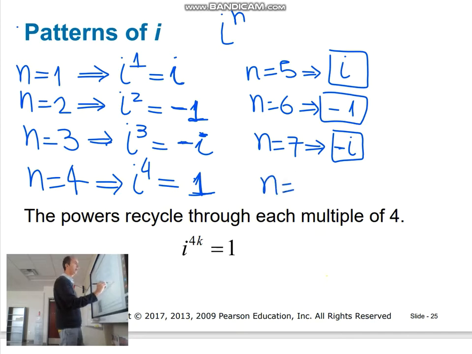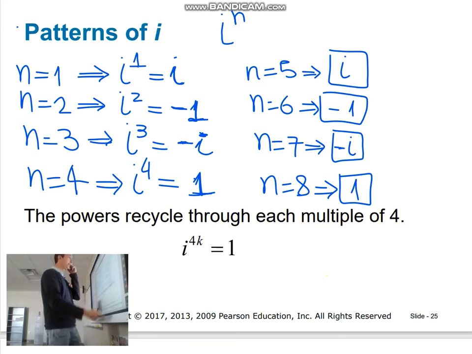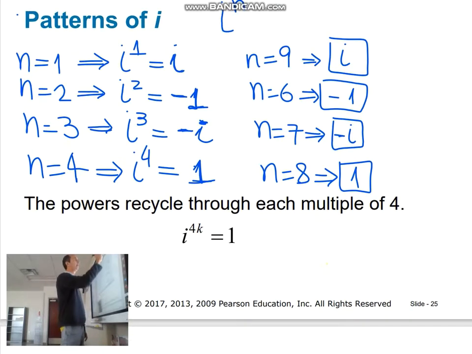And n equals 8, 1. And if we repeat, this is going on and on and on, and for n equals 9, i, for n equals 10, negative 1. You can keep doing this on and on for n equals 11, negative i, for n equals 12, 1. Keep going. Now n equals 13, i.